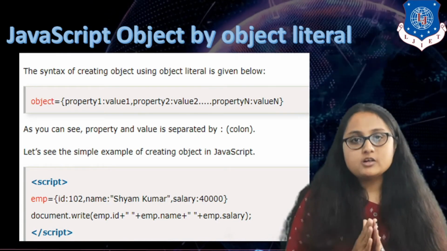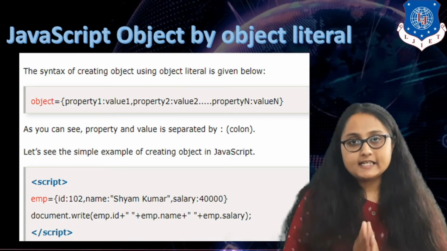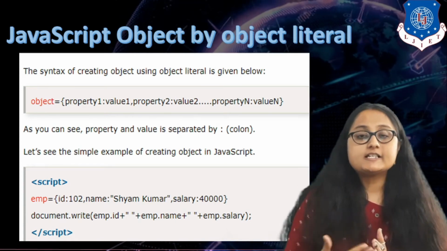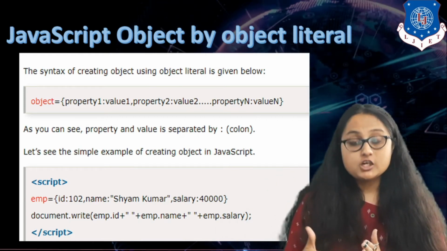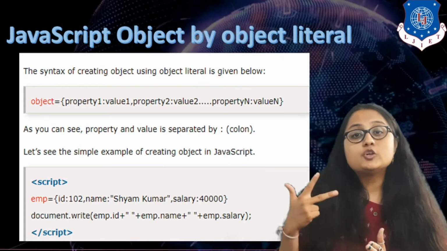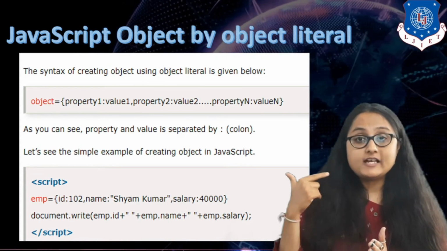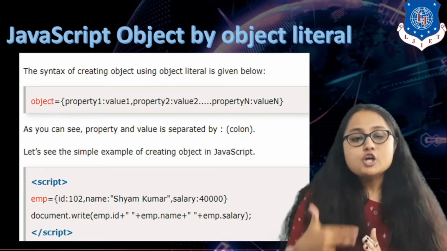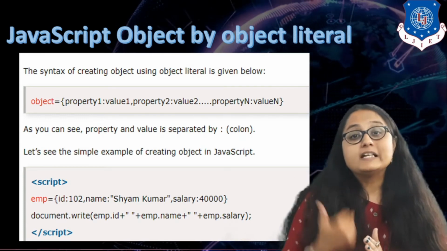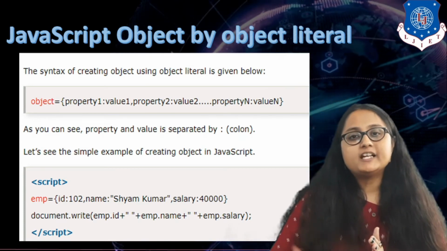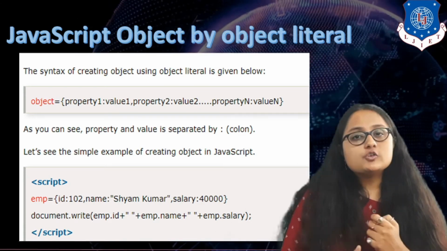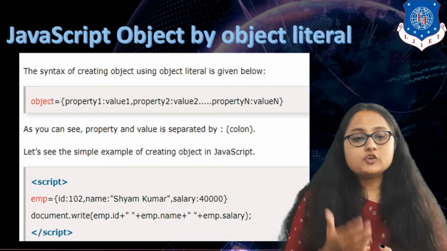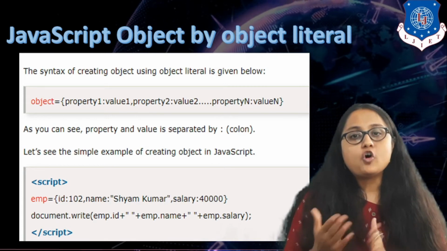If you remember, when we were discussing the data types in JavaScript, the data types were divided into 2 parts, primitive and non-primitive. In non-primitive you had 2 data types, array and object. So object is also a non-primitive data type in JavaScript. You will declare a variable. For example, here I have declared var object.